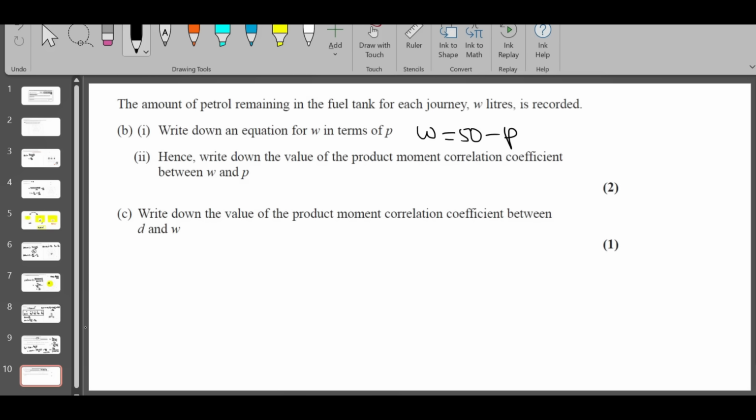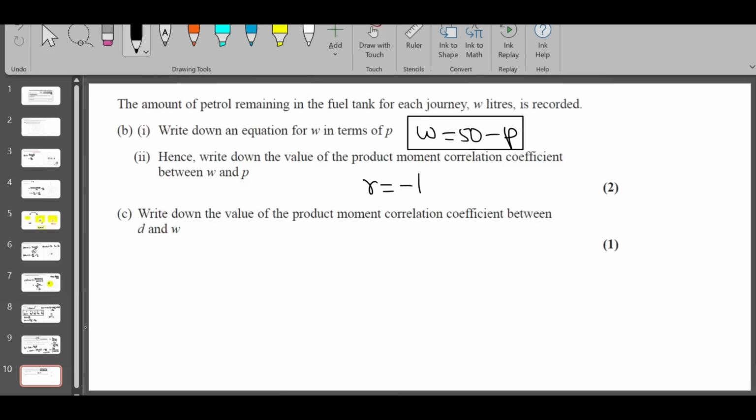Write down the product moment correlation coefficient between W and P now. Now look at it, it's just a linear equation, right? And the slope is -1. That means if they use more petrol, the remaining fuel will be less. Or in other words, as P increases, W decreases. Or the other way around also. If P decreases, W increases. So it's a perfect negative correlation. So R is -1. If it's a positive correlation, you need to put it as +1.